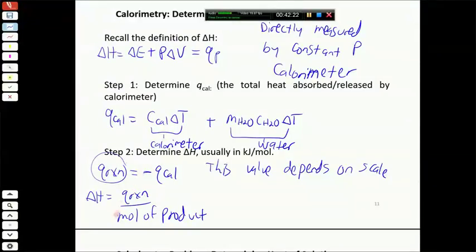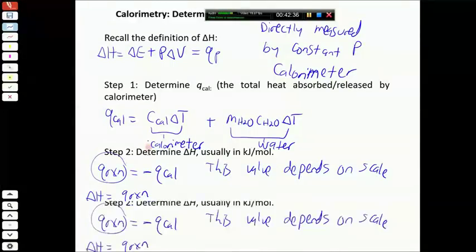If we want to determine it for 1 mole of substance or some other reference amount of substance, we often have to divide that amount by the amount of substance that we're actually using. Okay? So that's the concept. Any questions on that? So let's see then how this works.